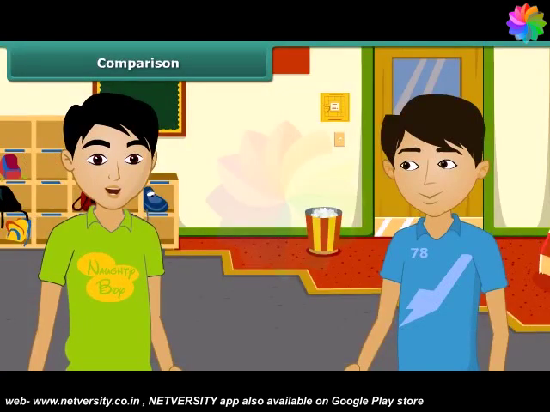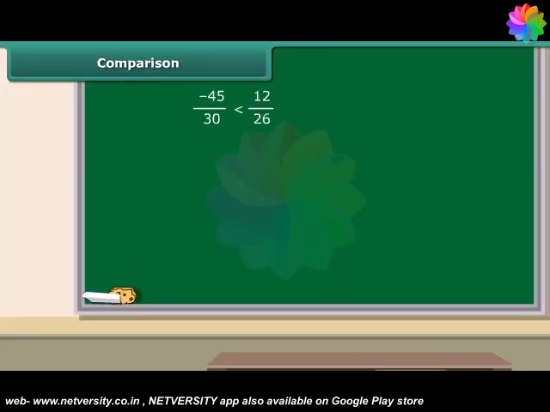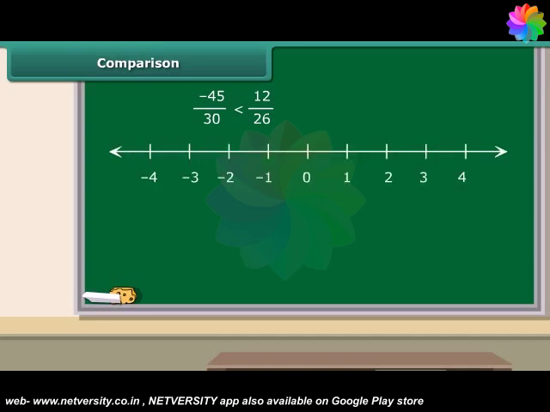If we are given two rational numbers, can you compare them? No? I will tell you how to compare rational numbers. We know that a negative number is always smaller than a positive number. We can also compare rational numbers using a number line. The more to the right the number is, the greater it is.